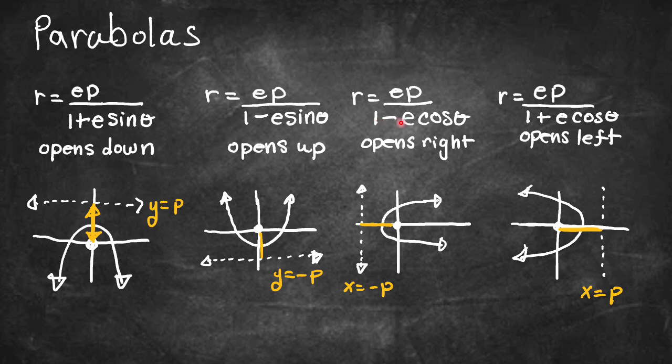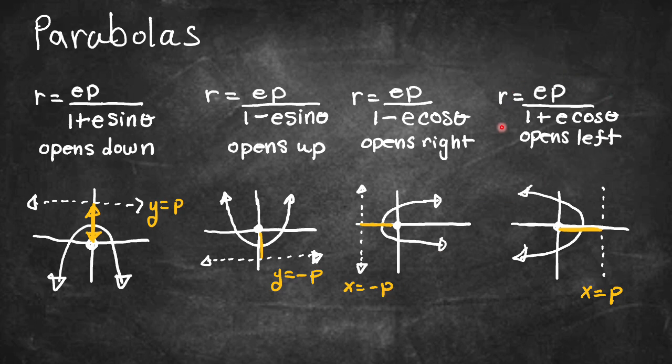Now, looking at when we have cosine in the denominator, the cosine indicates that we're opening either to the right or to the left. It's going to be a horizontal major axis. When we have a minus e cosine theta, that means the vertex is going to be to the left of the pole. Here's our focus. That's our origin. Our vertex is going to be here, where my laser pointer is. And then our directrix, because it's coming to the left of the pole or the left of the origin, and it's a vertical line, that directrix is going to be x is equal to negative p.